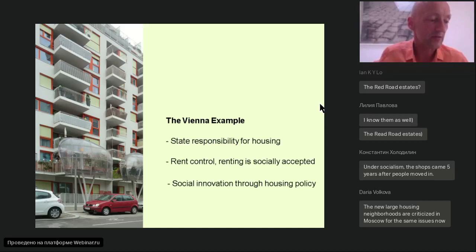So the term Gemeindewohnung, compare its meaning to that of council flat. The Gemeinde means exactly the same, council flat, Gemeindewohnung, but Gemeindewohnung has a positive connotation and council flat has a negative connotation. So the opportunity that Vienna has is doing social innovation through housing policy.